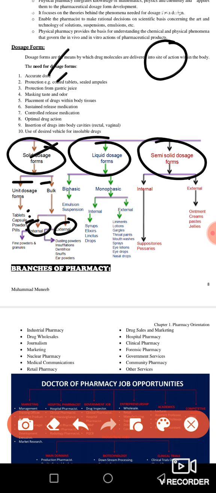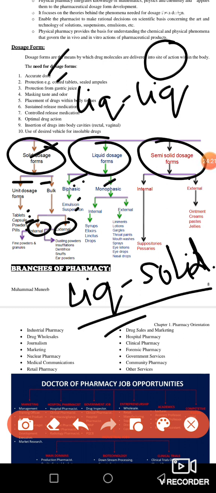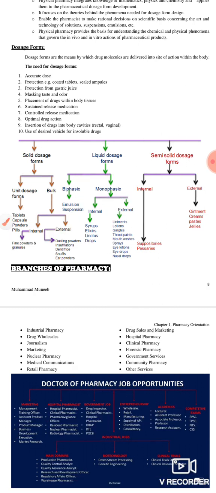Now liquid dosage form could be biphasic and monophasic. Biphasic means having two phases, for example emulsion and suspension. In emulsion you have a liquid in a liquid, so the liquid is going to dissolve in the liquid. But in suspension, the solid is not actually dissolving, it is dispersing. If we have some solid which is not soluble in the liquid, then a suspension is made. If we have liquids which are not soluble in each other, then an emulsion is formed.